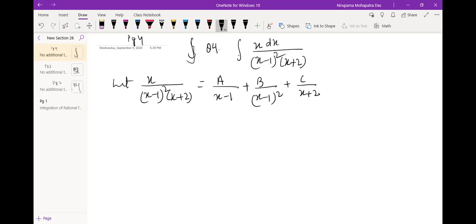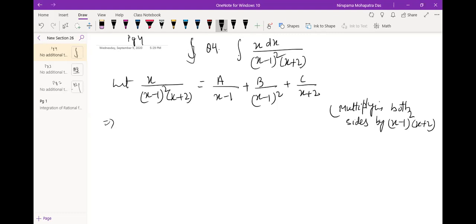Okay, so next one is, so this implies x by... So what we can do here, whenever we have such things, is multiply. And another method I can tell you, multiplying both sides, we can save a bit of time. Multiplying both sides by (x minus 1) whole square into (x plus 2).